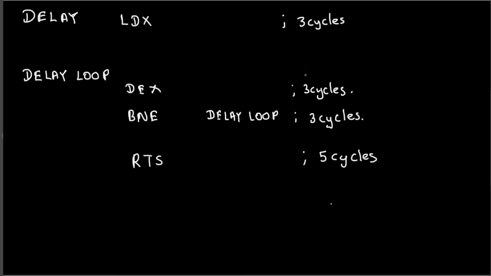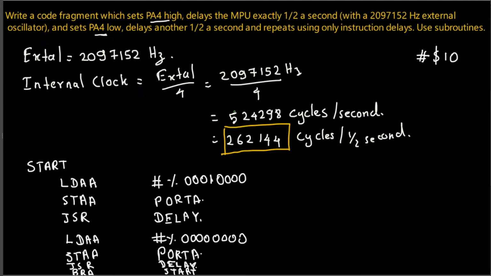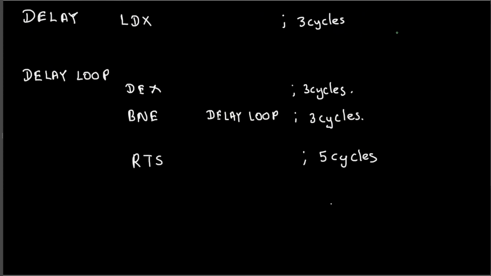Okay, now I have to decide what value to put here based on the cycle I want to achieve. So here I want to achieve 262,144 cycles. So we have to create a number of x to achieve that result. So here this 3 happens only one time, because first it enters this, then we are going to load a value, and that only takes 3 cycles.